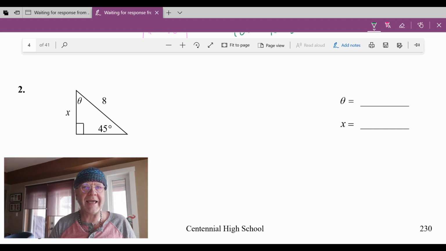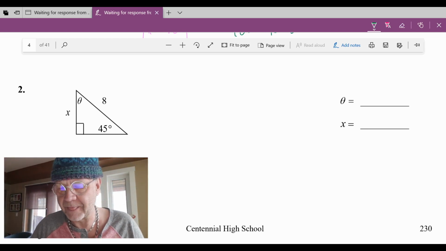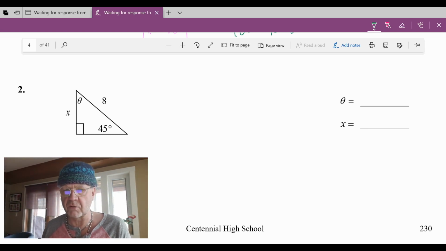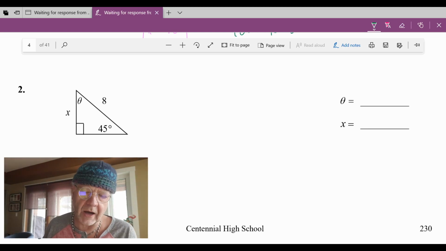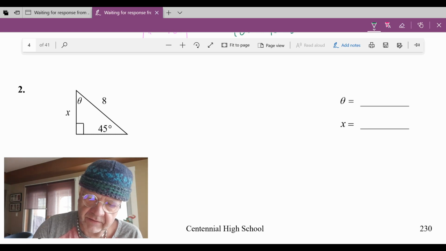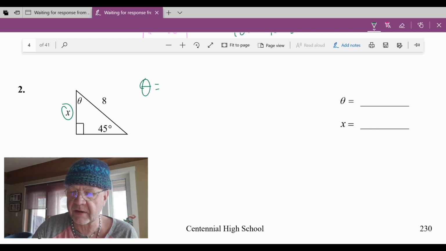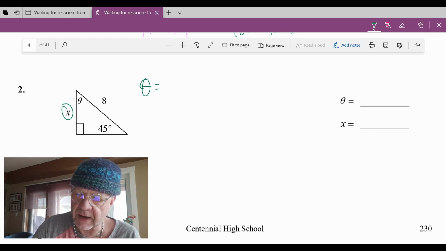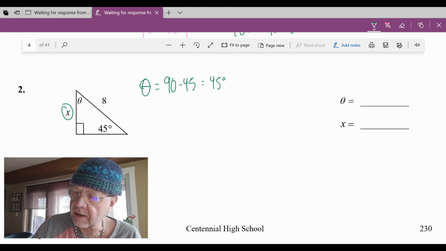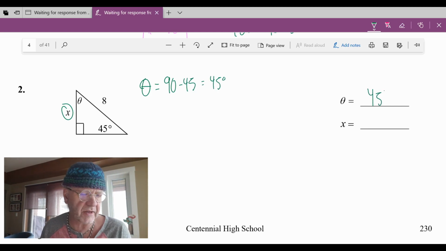Hello, hey, welcome back. All right. Last question I'll do with you. This is really your own homework, but I want to walk you through this a little bit, okay? X is the angle of interest. We have theta. Let's do theta first. Theta equals the complement of 45 degrees. So 90 minus 45 equals 45. Let's put it in there. It's easy. It jumps out at you, and we're done.